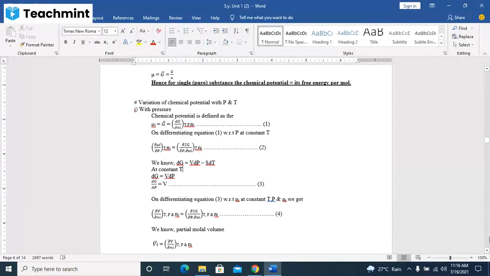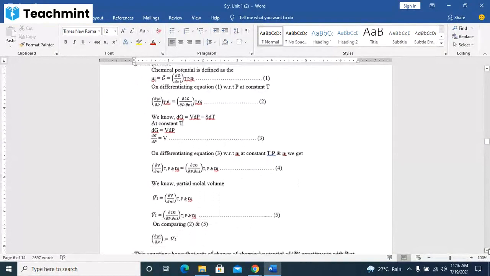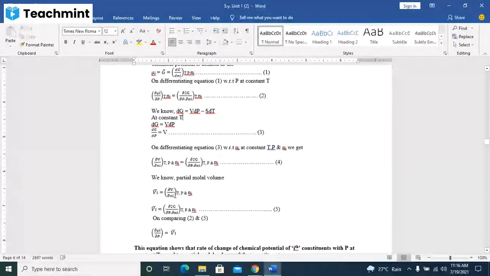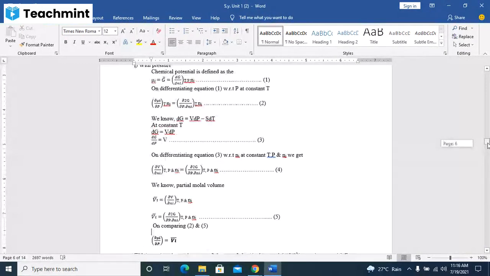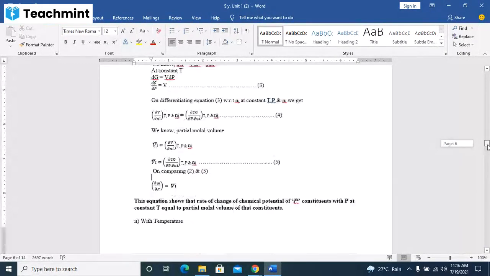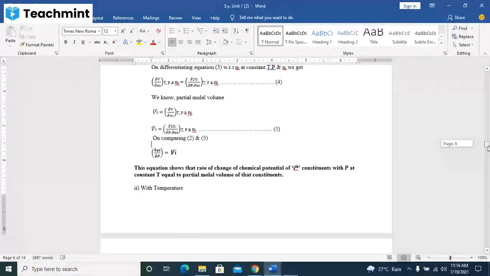We know the partial molar volume is given by the formula Vi bar is equal to delta V upon delta Ni at T, P and Nj, which are constant. So Vi bar is equal to delta 2 G upon delta P, delta Ni at T, P and Nj. On comparing equation number 2 with equation number 5, you will get delta mu i upon delta P is equal to Vi bar. This is the variation of the chemical potential with respect to the pressure.